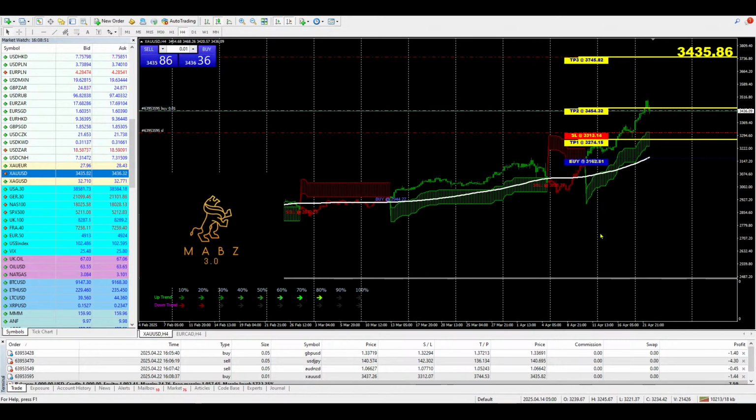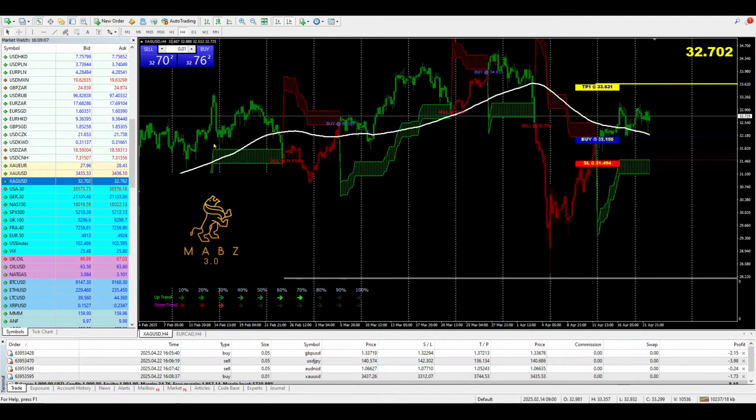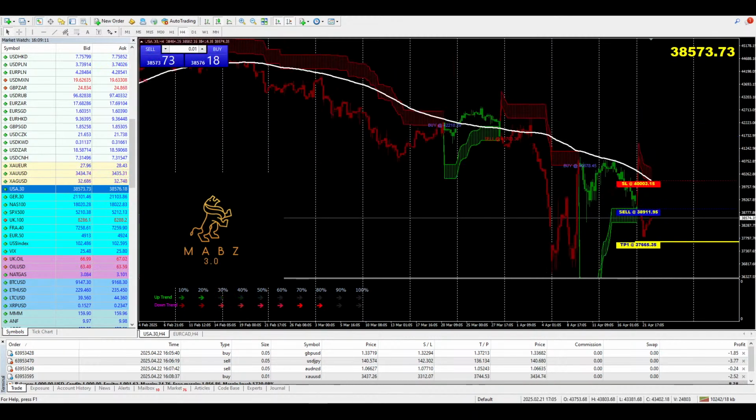These are all small lot sizes. We're probably going to be holding these trades until tomorrow. If there's no significant changes, then we're going to add more trades, right? So it's a buy on gold. Okay, silver, I'm skipping. Let's look at US 30.